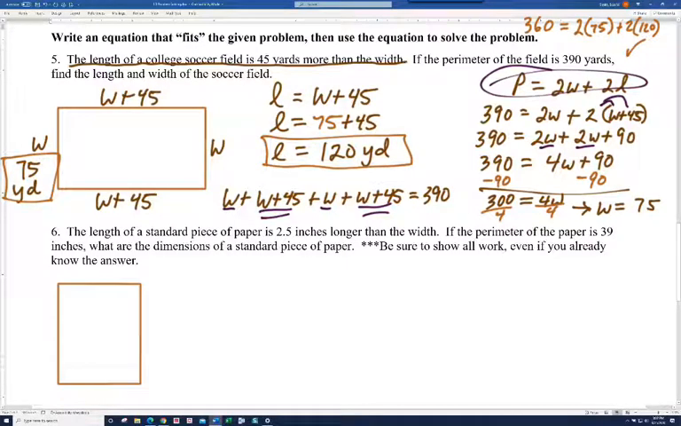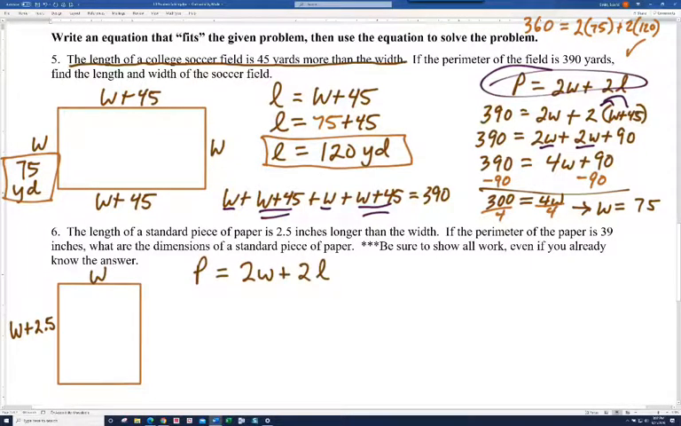So there's my rectangle, or my piece of paper, right? Notice it says, be sure to show all the work, even if you already know the answer here. So we're talking about a standard piece of paper, the length and the width. We're going to call the width the shorter side, and it says the length is 2.5 inches longer than the width. So it's really the width plus 2.5.